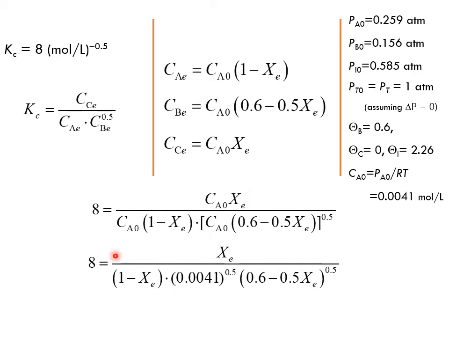You can use a solver in your calculator to find the value of Xe, and we find it to be 0.26. So that's the equilibrium conversion, which means if I leave this mixture in a constant volume batch reactor, and let the reaction proceed at a temperature of 770 Kelvin until it reaches equilibrium, the equilibrium conversion achieved will be 0.26.